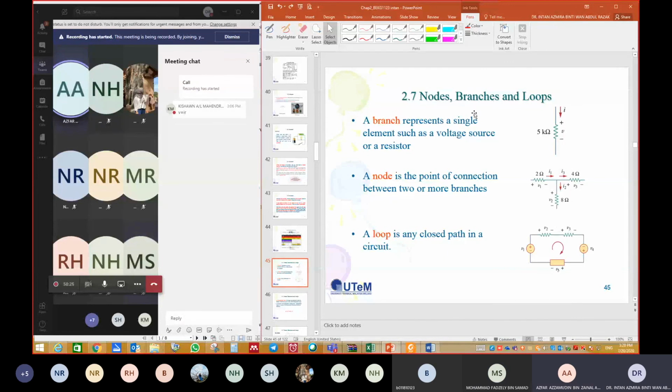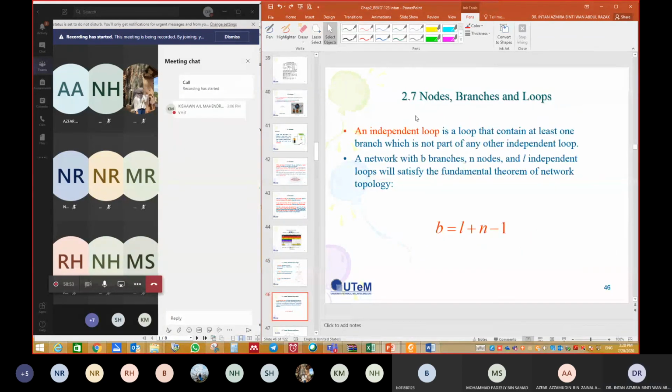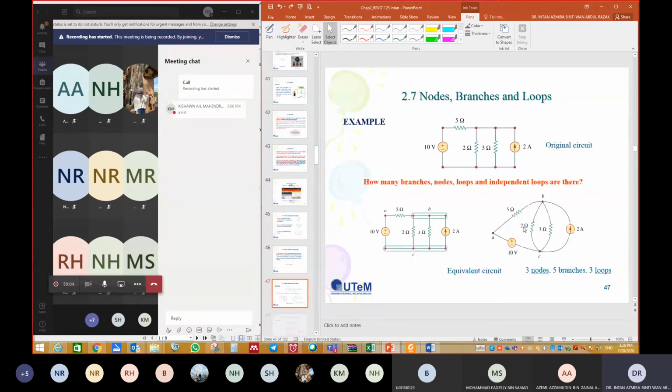Okay, so we have terms of nodes, branches, and loops. A branch represents a single element, such as a voltage source, resistor, and so on. A node is a point of connection between two or more branches. So we have one node here, the interconnection of 1, 2, 3 branches. A loop is a closed loop path. An independent loop is a loop that contains at least one new branch. This is how we calculate branches: branch is equal to loop plus node minus 1.